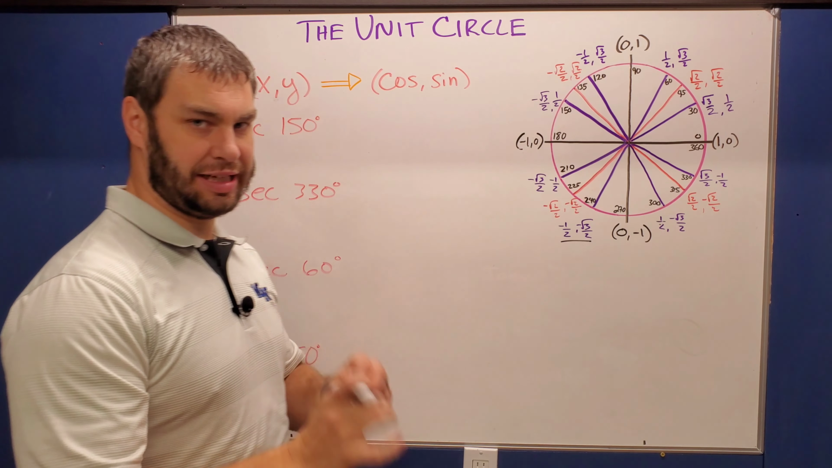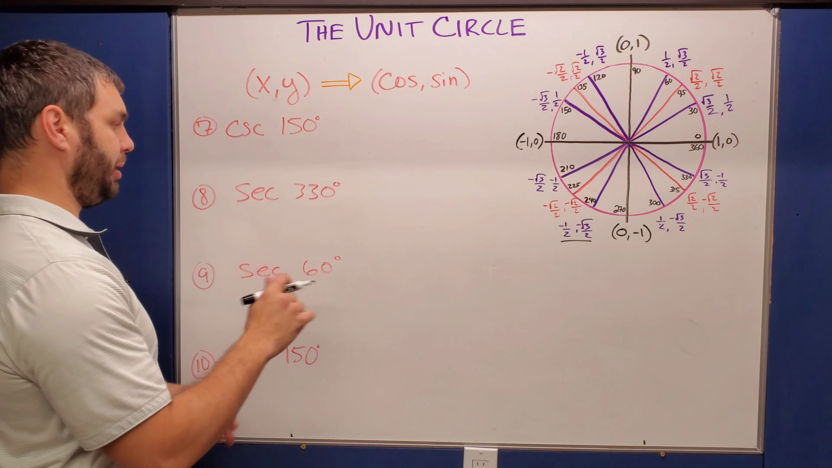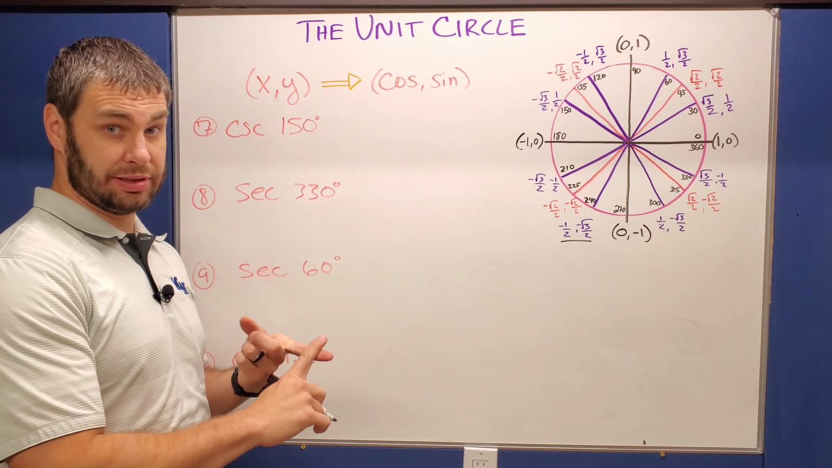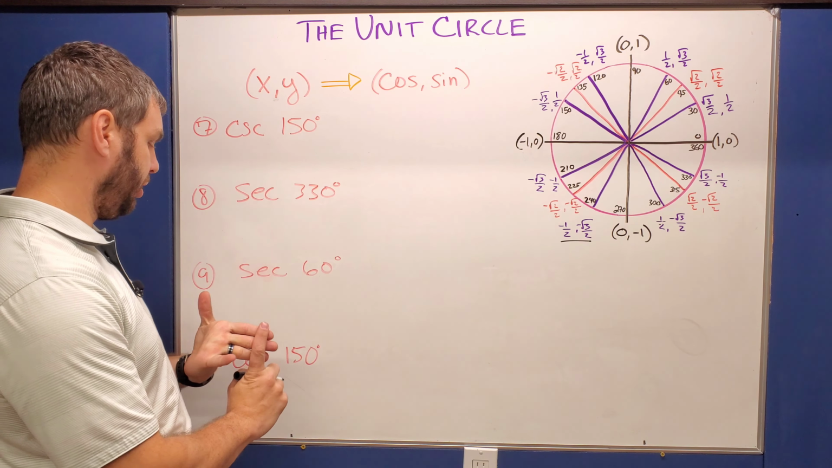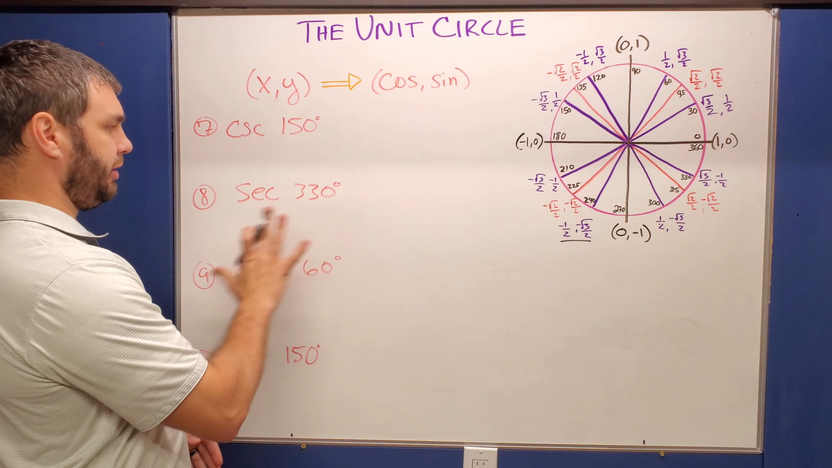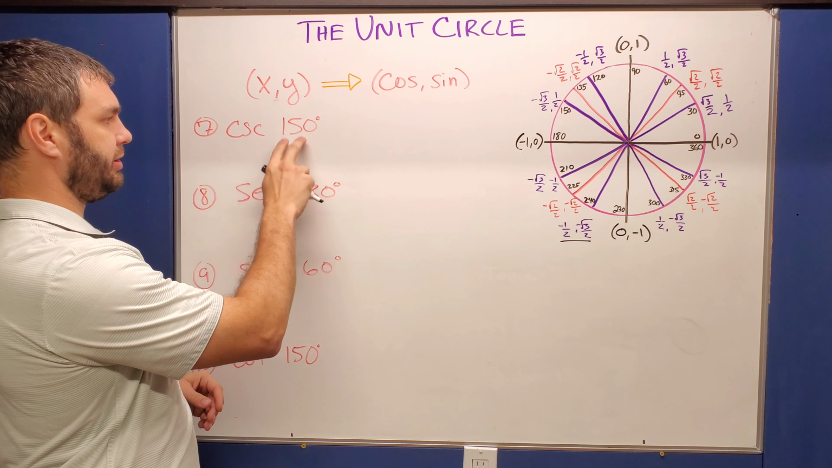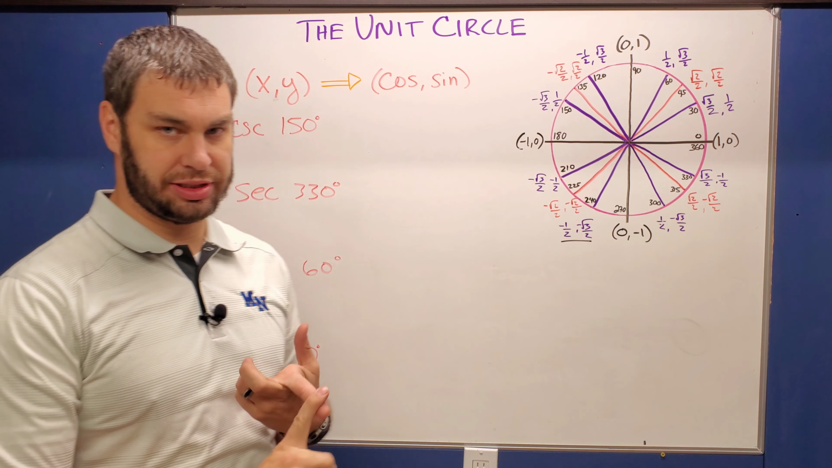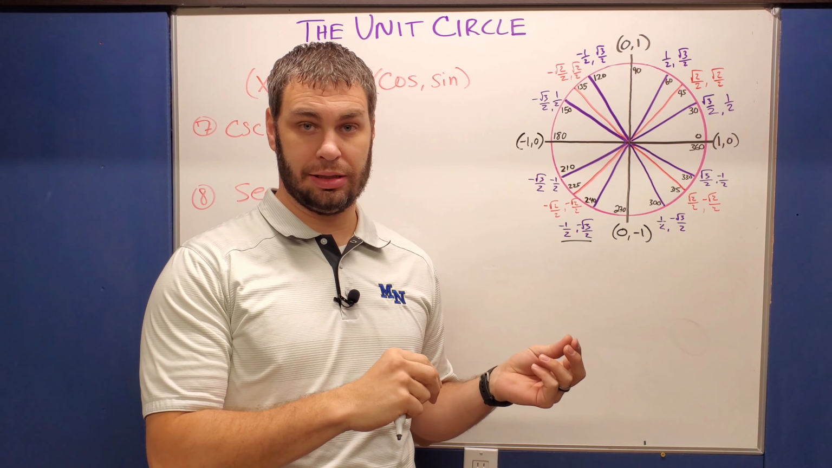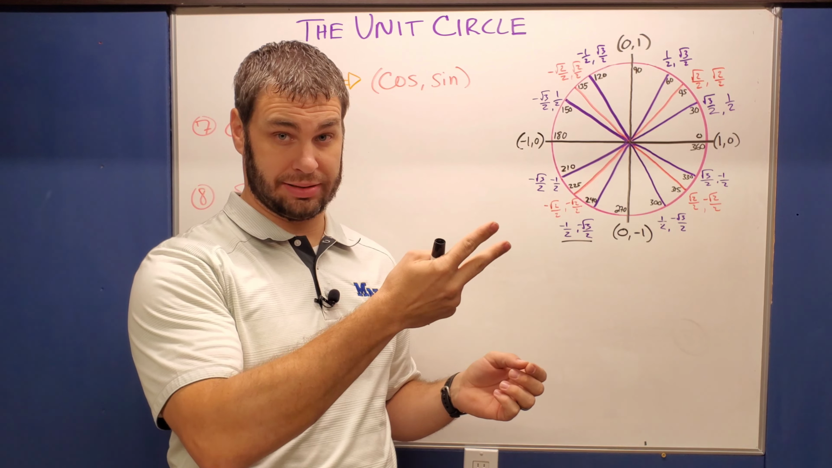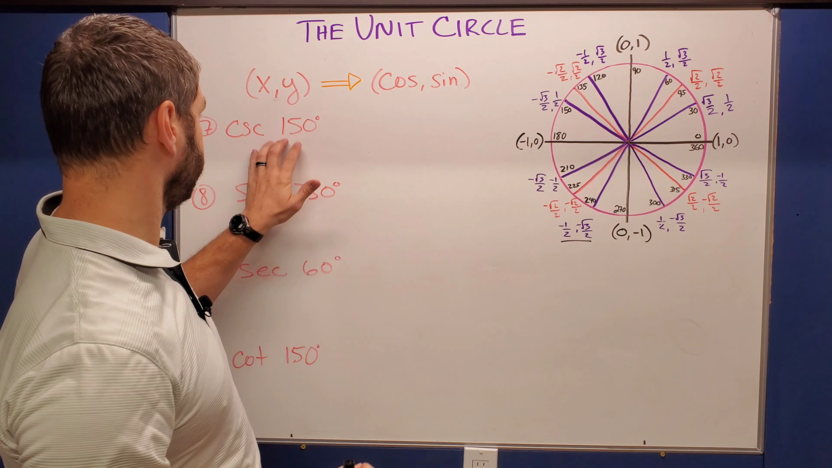All right, so those last ones were sine, cosine, and tangent. These ones, remember, we do have 3 others. We have secant, cosecant, and cotangent as well. And here we're going to figure out what some of those other ones are. So this first one is cosecant of 150. Now remember, cosecant kind of goes hand in hand with sine, where if you find sine, you just flip it, and that's going to be what cosecant is.